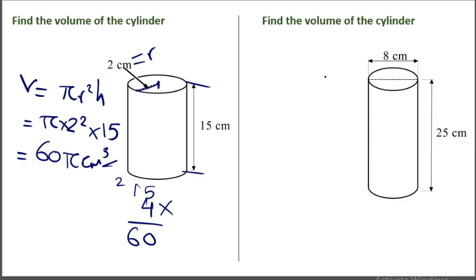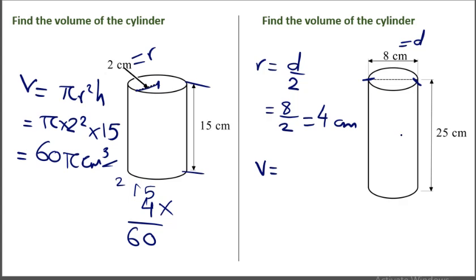We have 8 and 25. What is 8? You are checking your answer now. What is 8? It's referring to the circle, so is it radius or diameter? 8 is from the beginning till the end of the circle, so it is a diameter. The radius will be the diameter divided by 2. 8 divided by 2 will be 4 centimeters. The volume will be, we got the radius. Where is the height? The height is 25. It's from the top till the bottom.